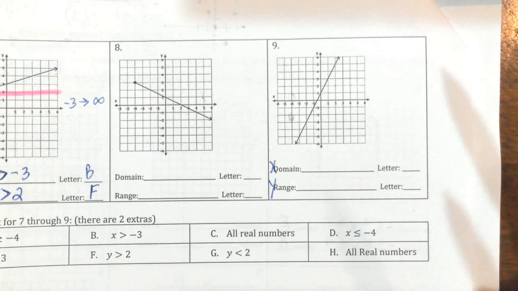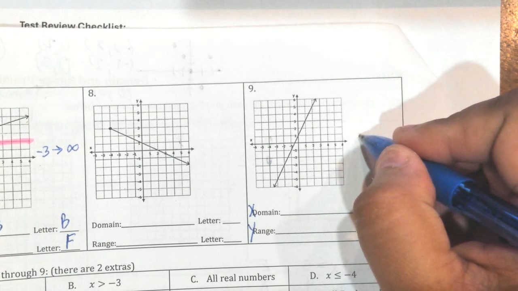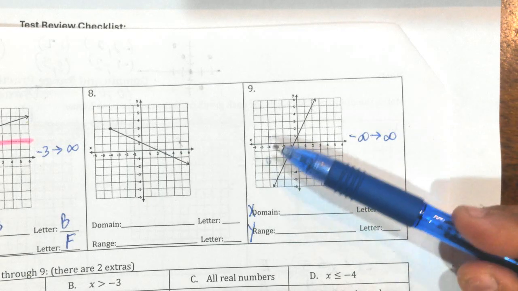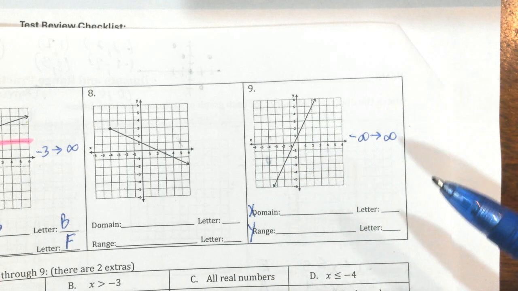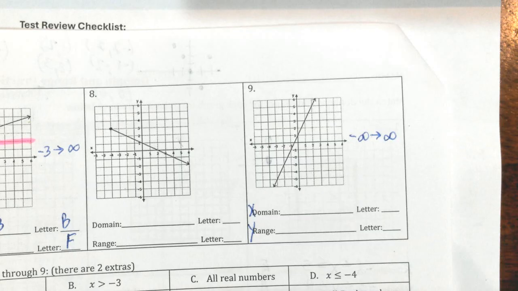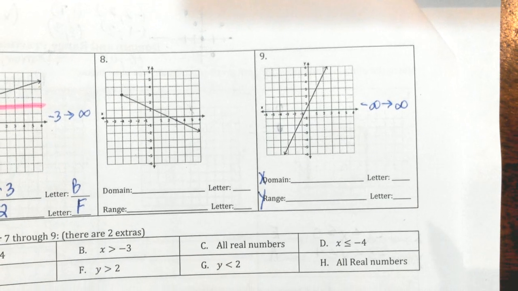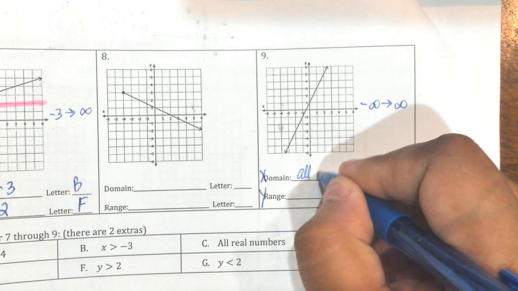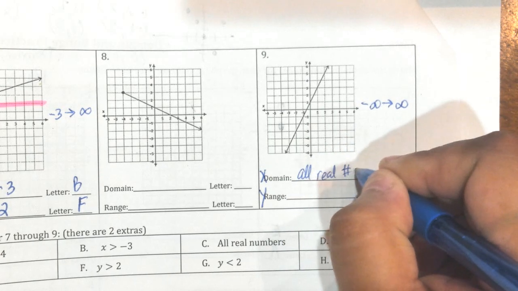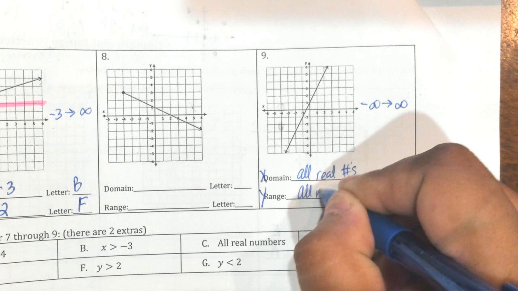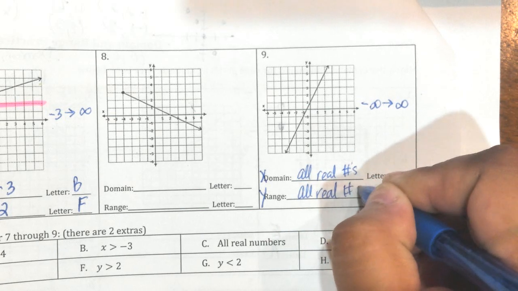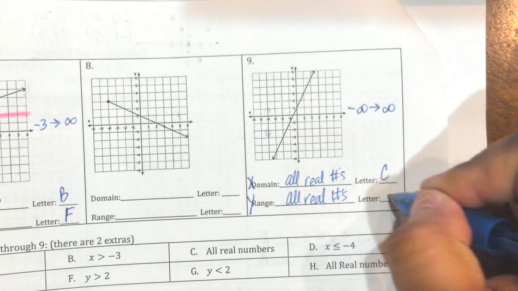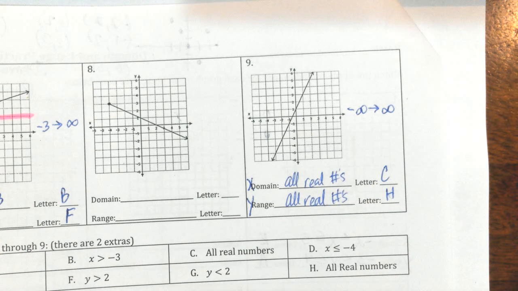Arrows don't stop. So the domain is going from negative infinity to positive infinity, and same thing with the range. It's going all the way down, all the way up, covering all the zeros, all the decimals, all the fractions. So how do we represent that? Well, it's all real numbers. And same thing for the range, all real numbers. It doesn't stop. So you could put C and H right there.